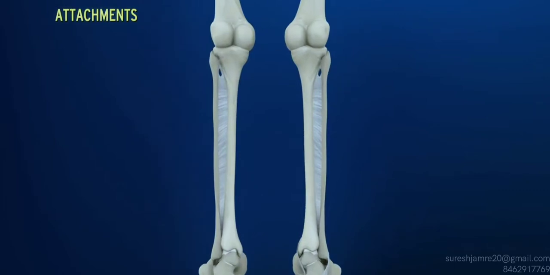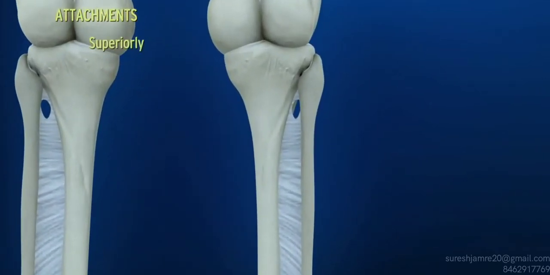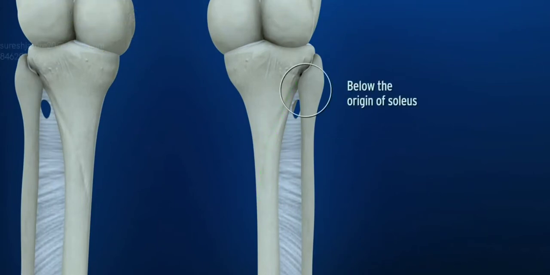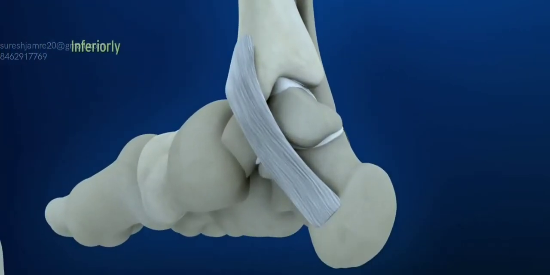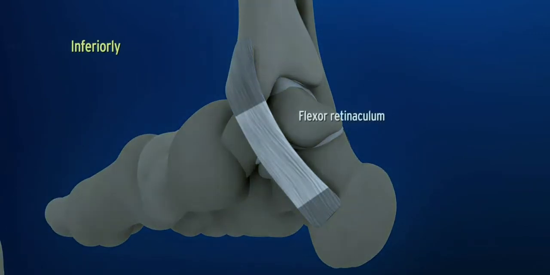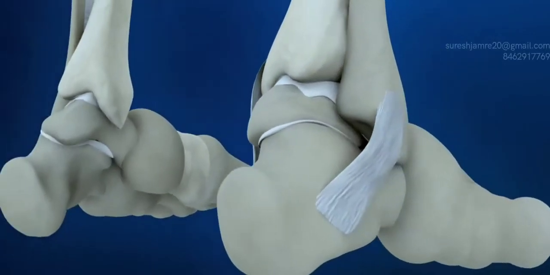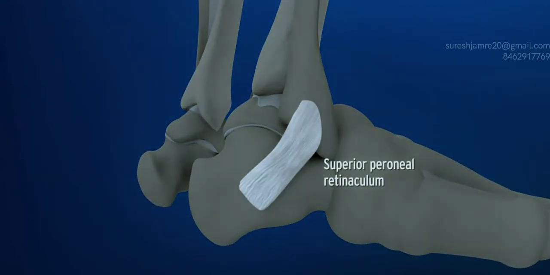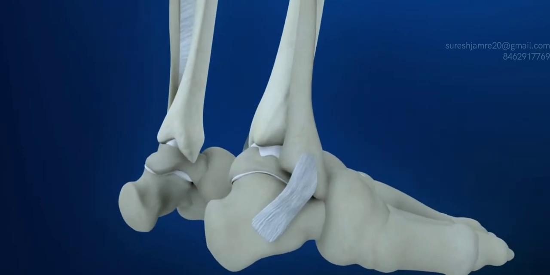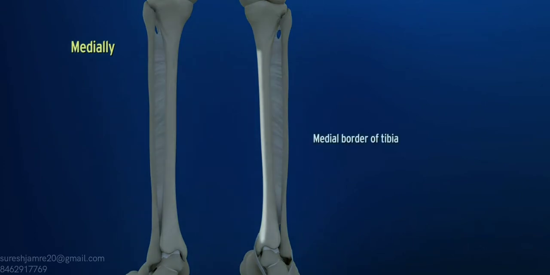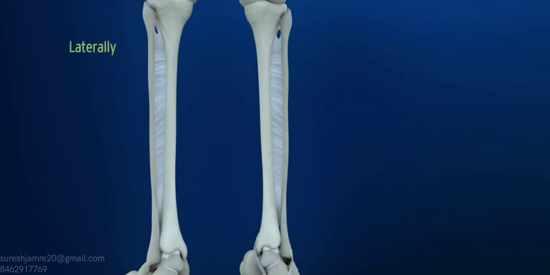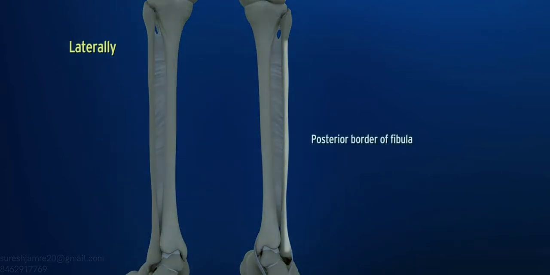Attachments. Superiorly, to the soleal line of tibia and back of fibula below the origin of soleus. Inferiorly, it is continuous with the flexor retinaculum and superior peroneal retinaculum. Medially, it is attached to the medial border of tibia. Laterally, it is attached to the posterior border of fibula.